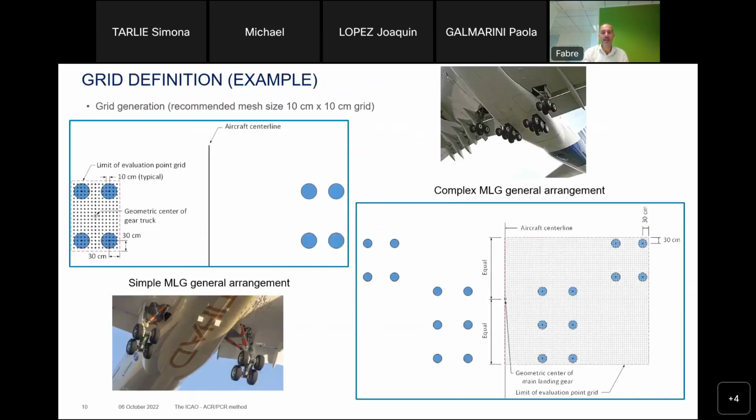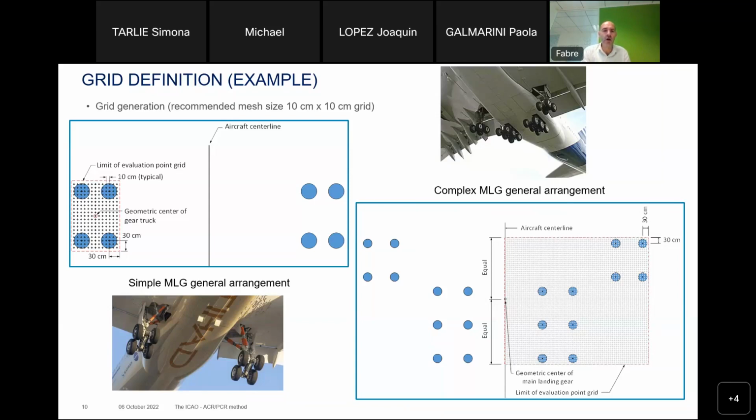So for calculating the CDF produced by one aircraft, we need first to define a calculation grid on which the stresses and strains are calculated for the mathematical model, sorry. And this is an example of grids which are generated for either a simple gear configuration and for a more complex aircraft main landing gear arrangement.